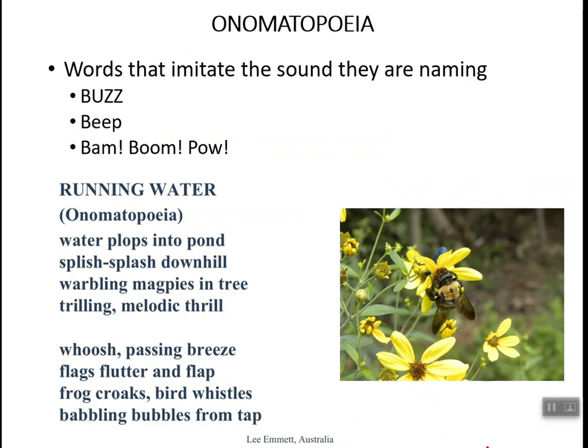This is a poem called Running Water. Water plops into pond, splish, splash, downhill, warbling magpies in tree, trilling melodic trill. Whoosh, passing breeze, flags flutter and flap, frogs croak, bird whistles, babbling bubbles from tap. It's by Lee Emmett from Australia. But I think it's just so interesting. Plop, splish, splash, warbling, trilling, whoosh, flutter, croak, whistle, babbling, and bubbles. All of those words give such great imagery and also kind of tickle our ears a little bit.